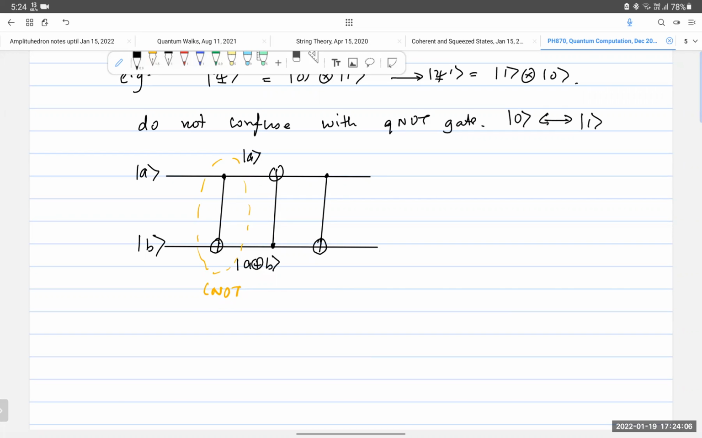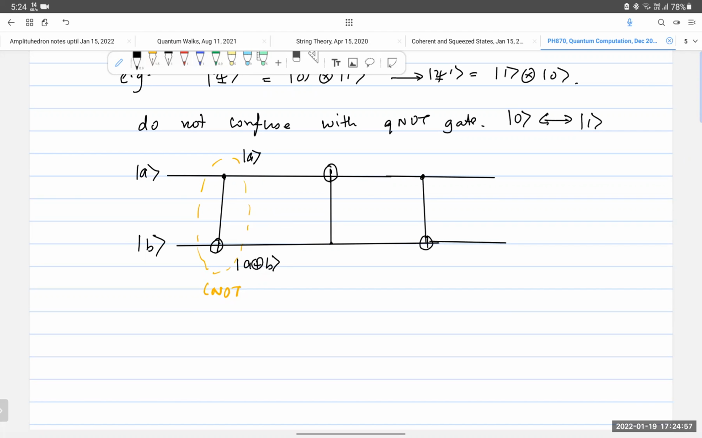Now, what is happening in the second step? In the second step, we have exchanged the control qubit. This is the control qubit in the first step, but now this is the control qubit. So we have exchanged the control qubit. And so your output is, so let me make this a little bit bigger. Okay. So now our control qubit is the second one.